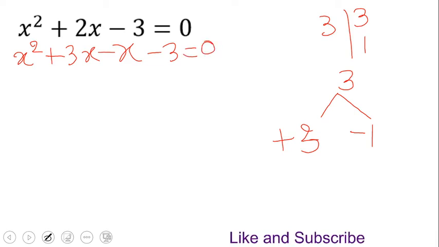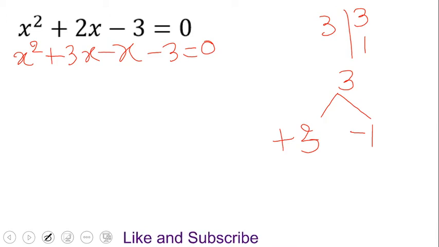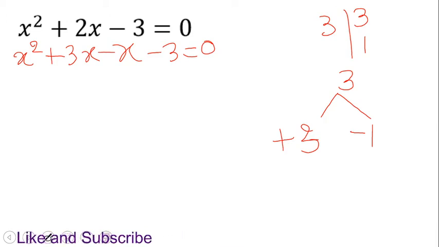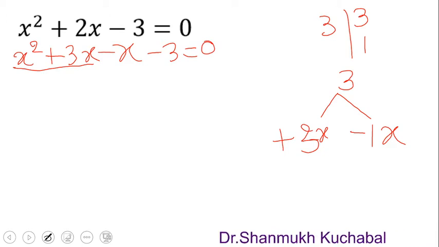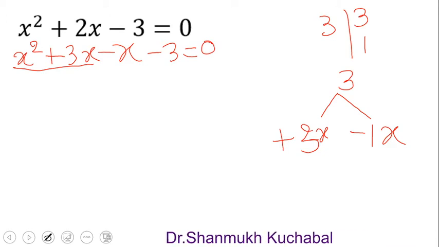So I have written the first term as it is, that is x square. I have written the last term as it is, minus 3. Then I have written the factors as plus 3x, you can see here, and minus 1 into x, minus x. In the first 2 terms we will observe that x is common, so we have to take x common from the first 2 terms.